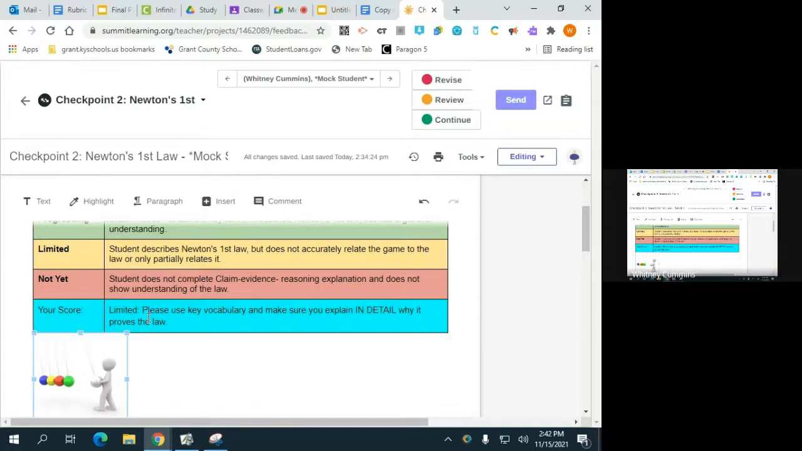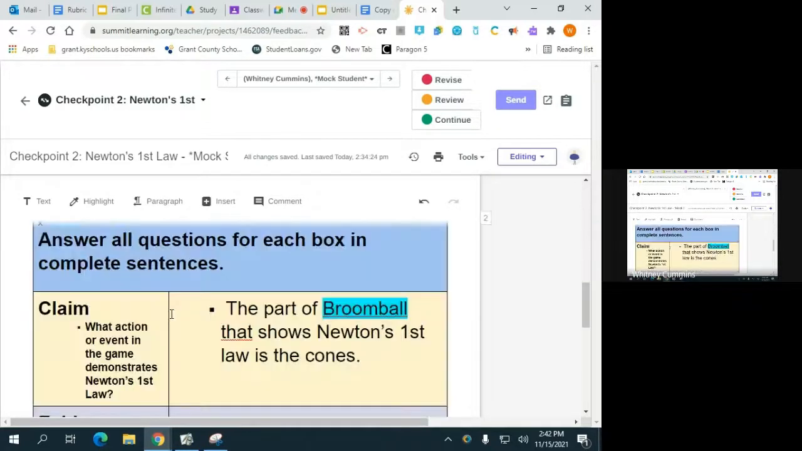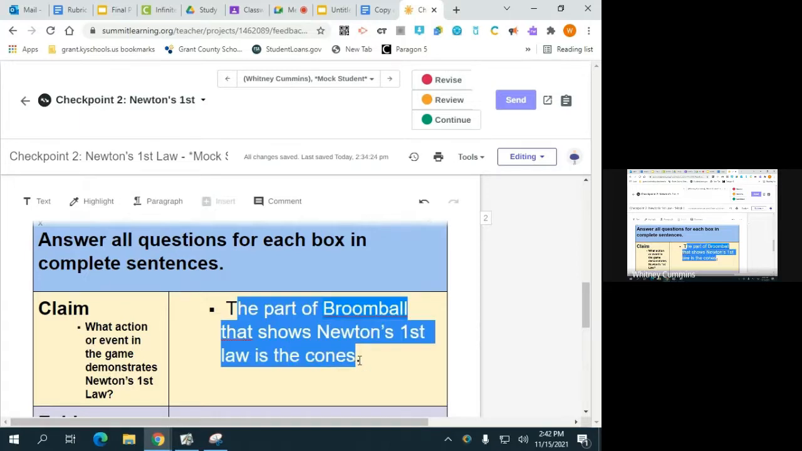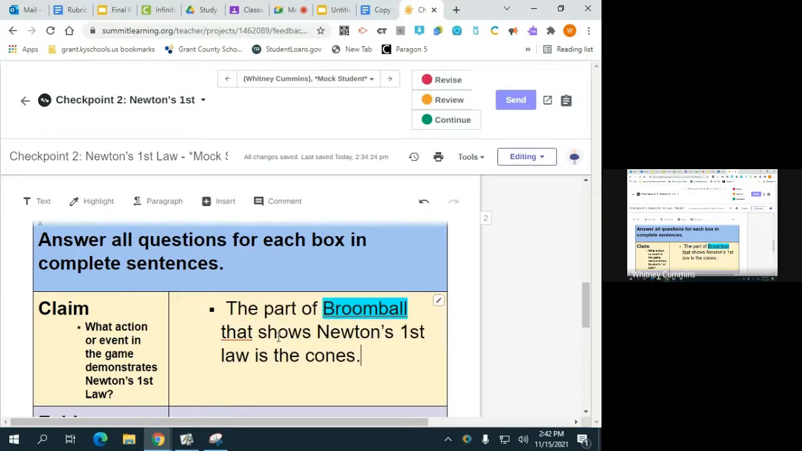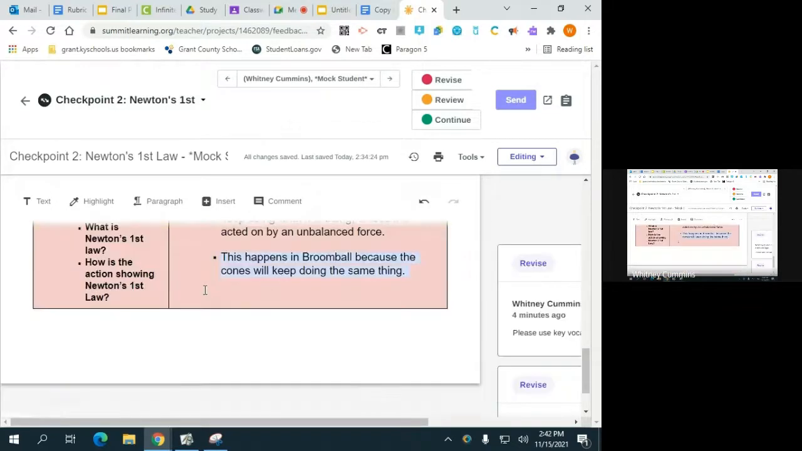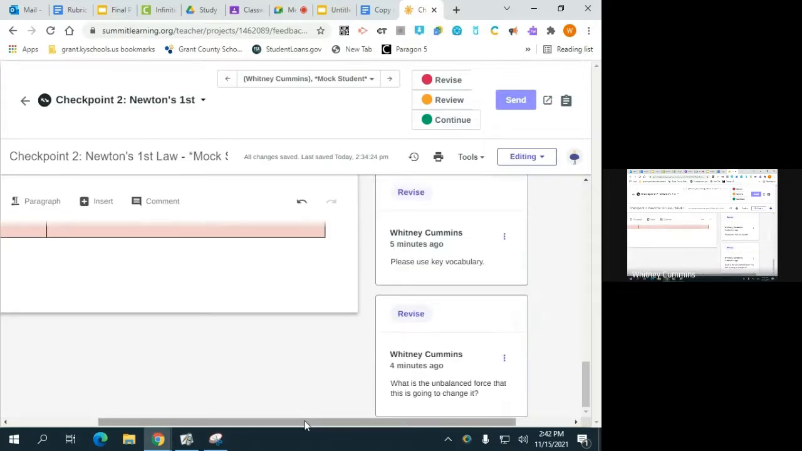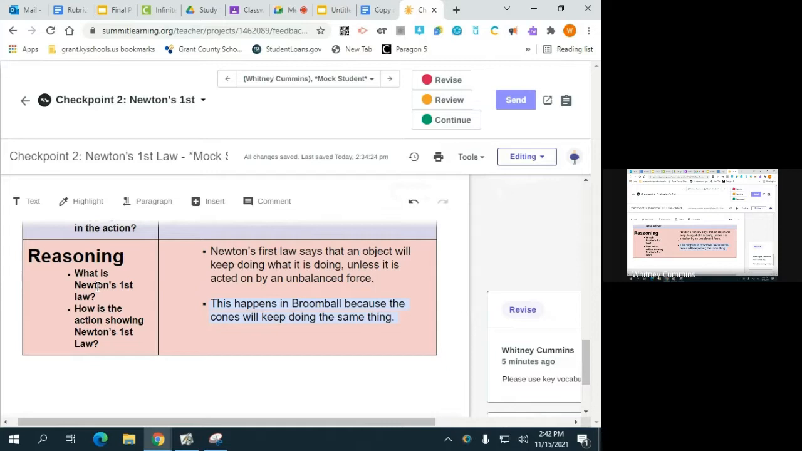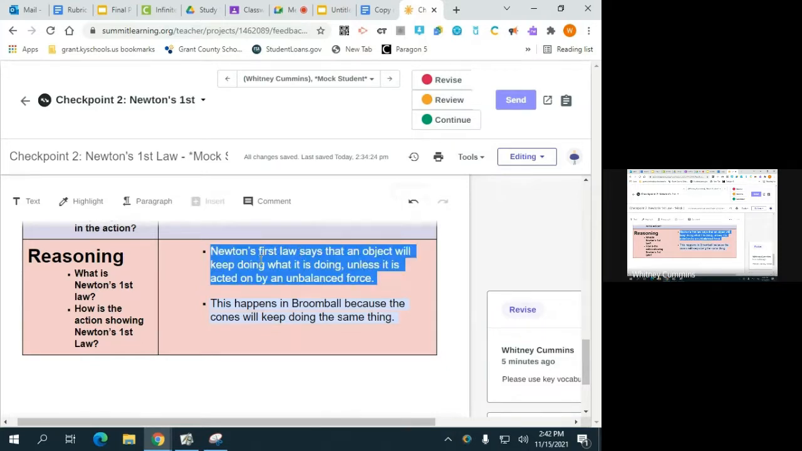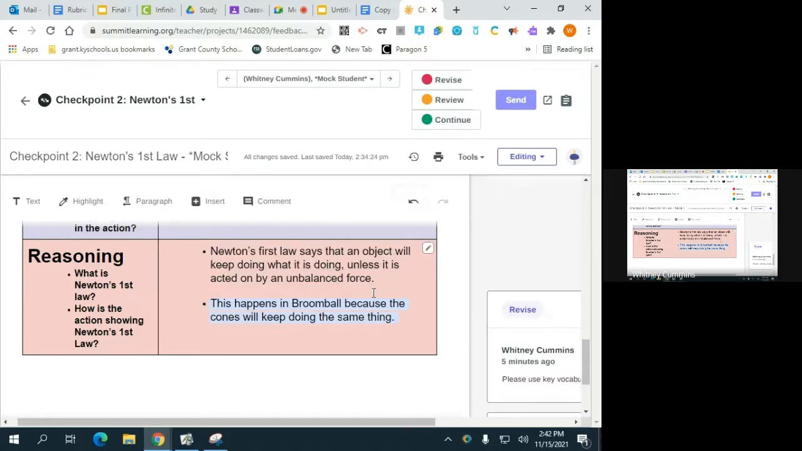So if you come down, this person scored a limited, okay? And so in Broomball, the game we did in class, what action or event in the game demonstrates Newton's first law? The part of Broomball that shows Newton's first law is the cones, okay? I restated my answer, and then down here, you did the evidence portion, but I'm going to focus here on the reasoning because I want you to pay attention. I gave you notes at the top, but some of you also have notes down here, okay? So it says, what is Newton's first law? Newton's first law says that an object will keep doing what it's doing unless acted on by an unbalanced force. Okay, I gave you the fancy definition earlier and then summarized it here.